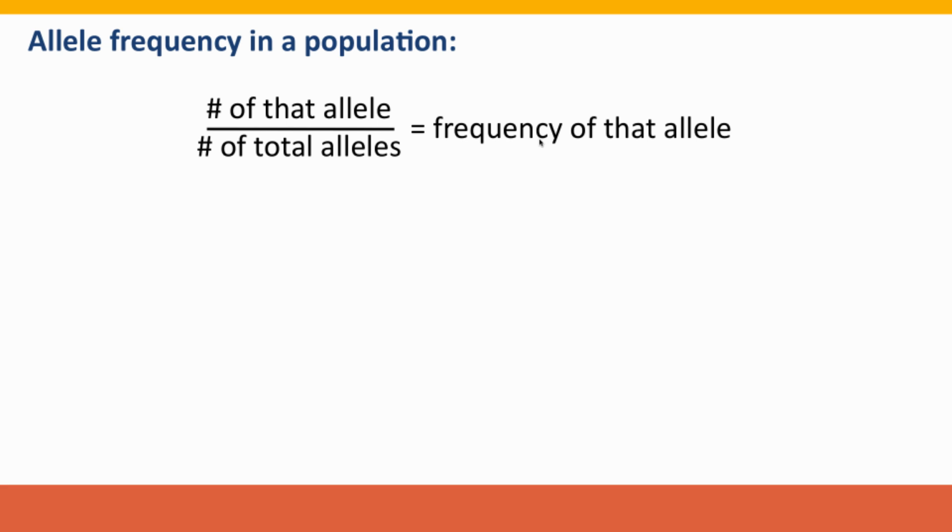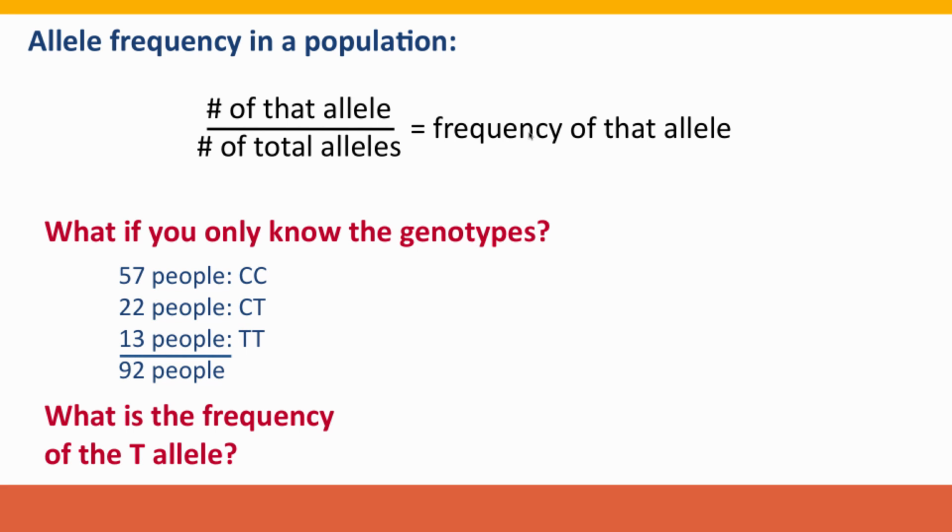That's the frequency. Sounds easy, but what if you don't actually know the frequency? You haven't counted the alleles. What if you've only counted the genotypes? What if you surveyed the population, you took a sample of people, and you determined their genotypes at a particular position that you're interested in, and these are the numbers that you got? Can you calculate the frequency of one or the other allele? Sure, it's easy. So we know the denominator.